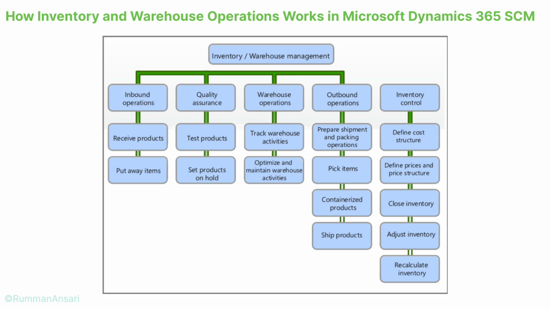As you can see in the image, first on the left side we have inbound operation. In inbound operation there are two sections, that is receive products and put away items. So let's try to understand what that actually means. It means when new stock arrives from a vendor or production, it's first received and then stored in a designated warehouse location.